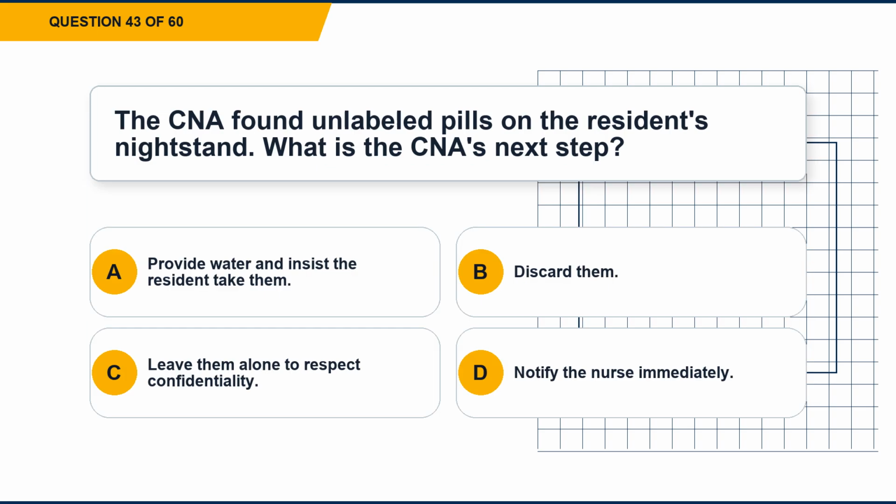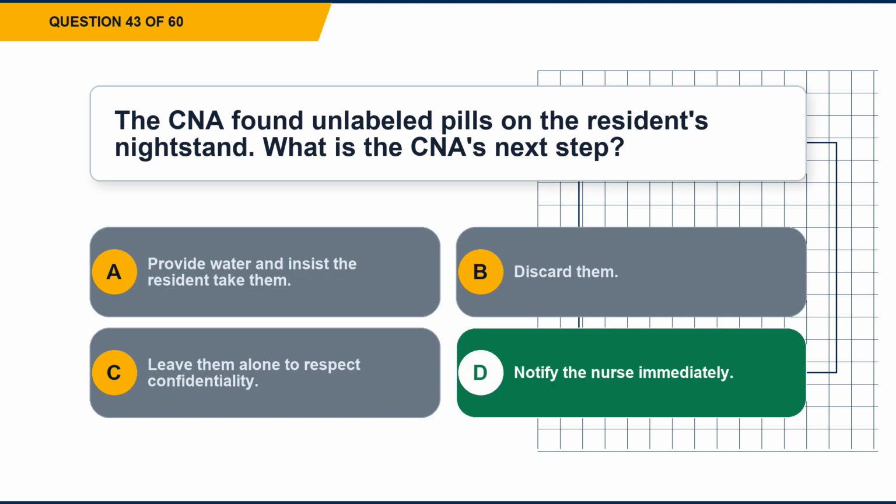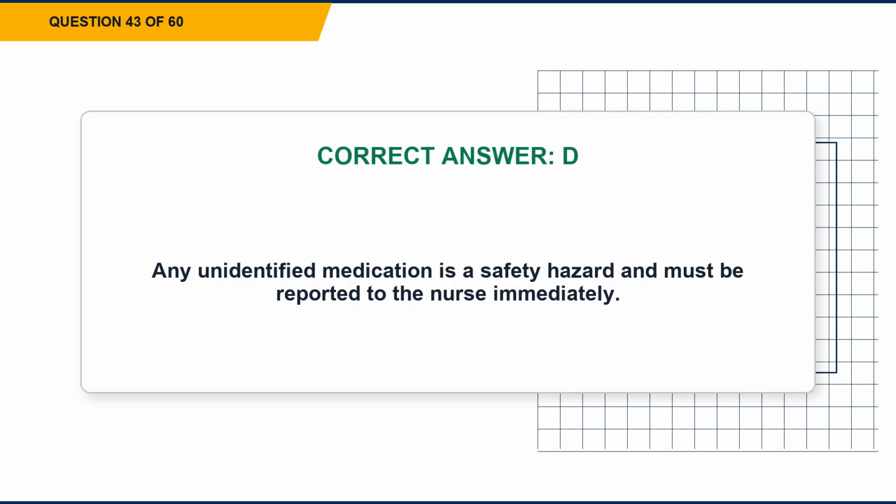Question 43. The CNA found unlabeled pills on the resident's nightstand. What is the CNA's next step? Option A, provide water and insist the resident take them. Option B, discard them. Option C, leave them alone to respect confidentiality. Option D, notify the nurse immediately. The correct answer is option D, notify the nurse immediately. Explanation. Any unidentified medication is a safety hazard and must be reported to the nurse immediately.